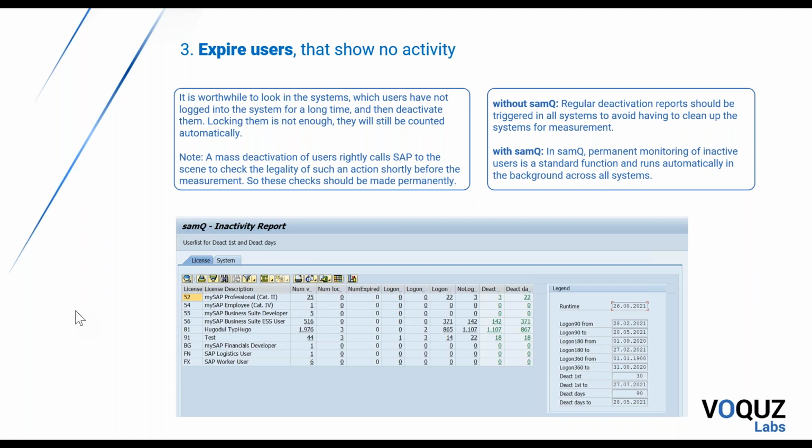Another thing that is important, licenses include mostly other licenses. You need to look into the SAP use rights documents to understand how this works. So for example, a developer includes an employee user. A professional user normally includes a limited professional user.